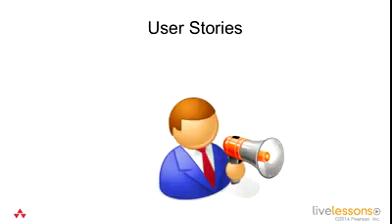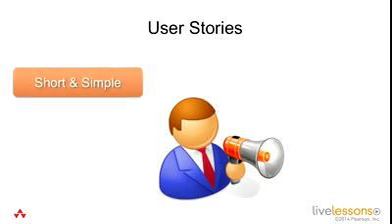So one of the most accepted ways of doing Agile user requirements is something called a user story. They've been around for a while, popularized by Mike Cohn, and been picked up pretty generally in the industry. So what is a user story? It's short and simple. It's nothing more than a watered down use case in some examples.